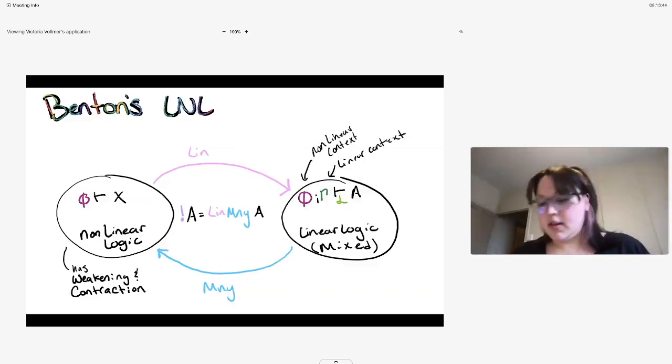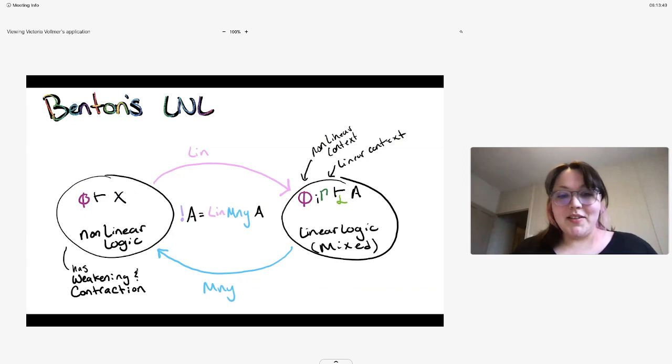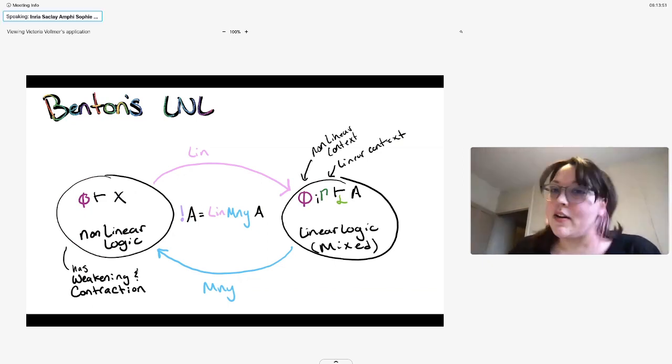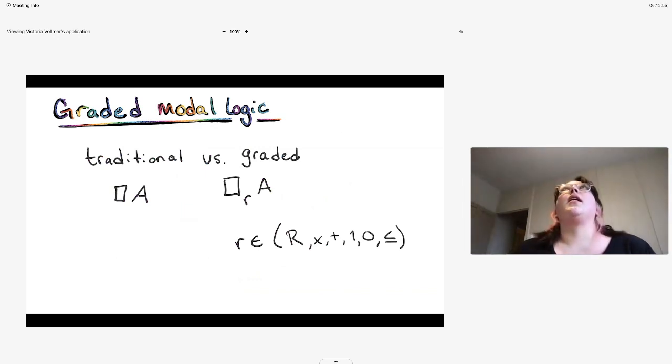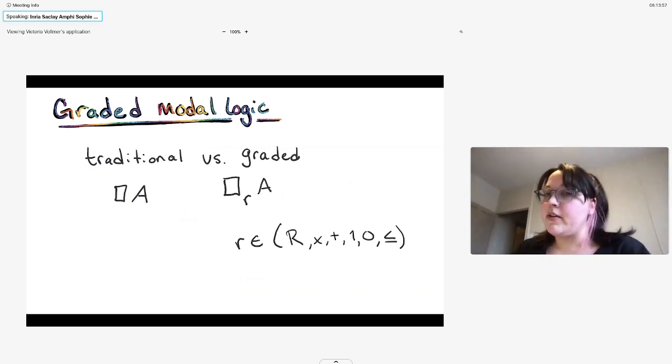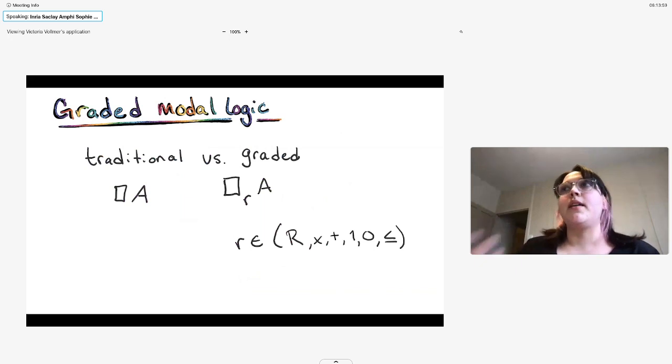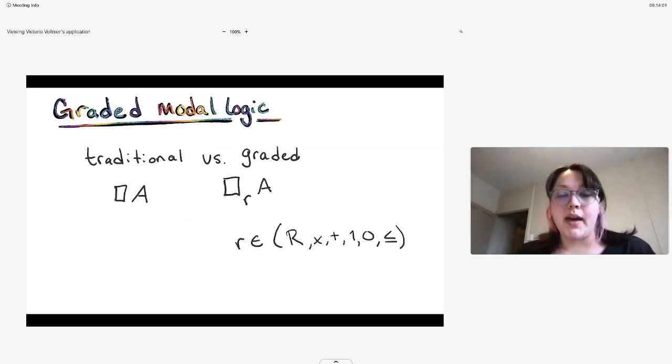Okay, so now that's the setting of the story. That's the universe that we're in, and now we get to meet the main character of our story, which is graded modal logics. So as we saw with linear logic, we bring these modalities in to get structural rules back into our logic. But sometimes you want something more than just two piles of money smashed together as one pile of money. You want to keep track of this, a more fine-grained approach.